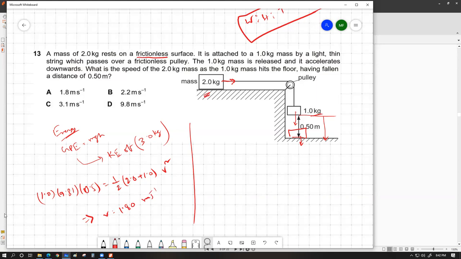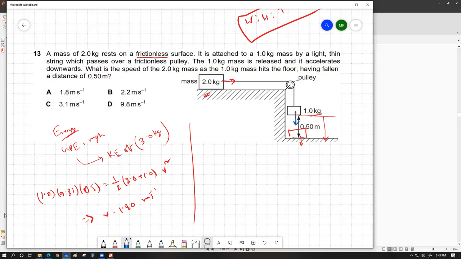1.80 meters per second. Yes, this is a correct way to go for the problem. Perfectly all right. The second version is that we can go for the basic idea of mechanics where we apply force. You have to understand that the driving force of this whole moving system is going to be the weight of this 1 kg object, which is mg. That force will be responsible to move two objects, 2 kg and 1 kg together, and the amount that this is going to fall downwards is 0.50 meter.